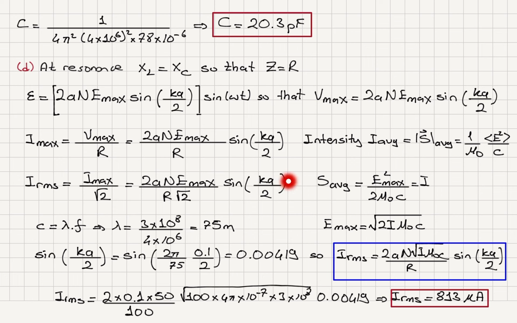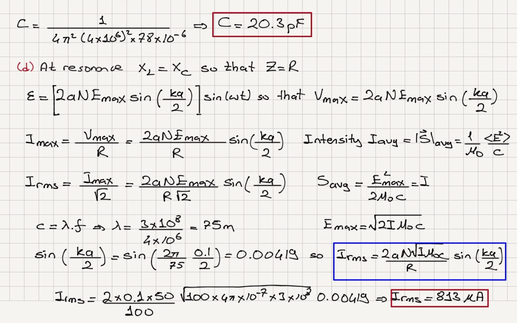So sine Ka over 2 can be calculated knowing that c is equal to lambda f. Lambda, the wavelength, is 75 meters, and sine of Ka over 2 then becomes 0.00419. The average intensity is the average value of the Poynting vector magnitude, which is 1 over mu 0 times the average of E squared over c, which is E max squared over 2 mu 0 c. So this gives us the maximum electric field, the square root of 2I mu 0 c.